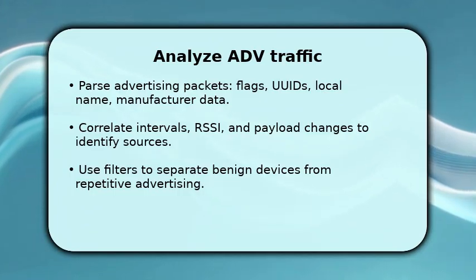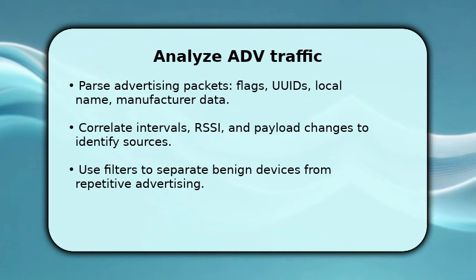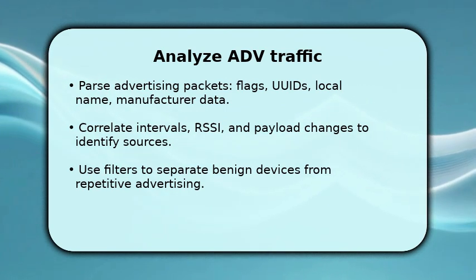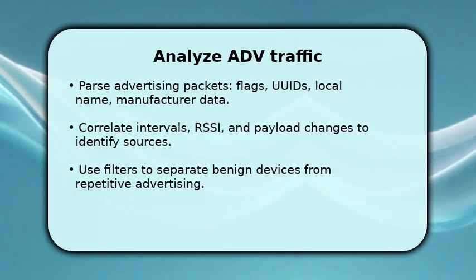Then apply progressive filters by UUID, name, MAC pattern, or payload signature to isolate the offending advertiser. Make sure to validate filters against known good devices so you avoid false positives.